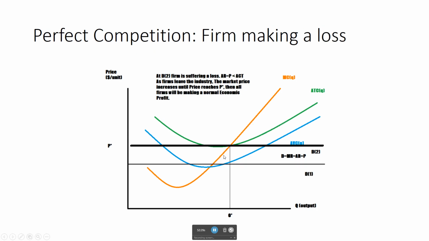In this case, no firms will be making losses anymore. All firms in the industry will be making a normal economic profit, and there's no reason for them to leave or for other firms to enter the industry. So in the long run, all perfectly competitive firms make a zero economic profit. It is impossible for them in this model to make an economic profit. They all break even. They do not make an economic profit.